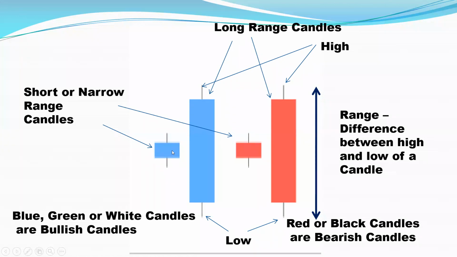Now, when this particular small candle is less than 50% of the range of the large candle, we call this small candle a basing candle or a boring candle. Similarly, when the small red candle is less than 50% of the big red candle, we call it a basing candle or a boring candle. The basing or boring candle can be a red candle or a green candle also.